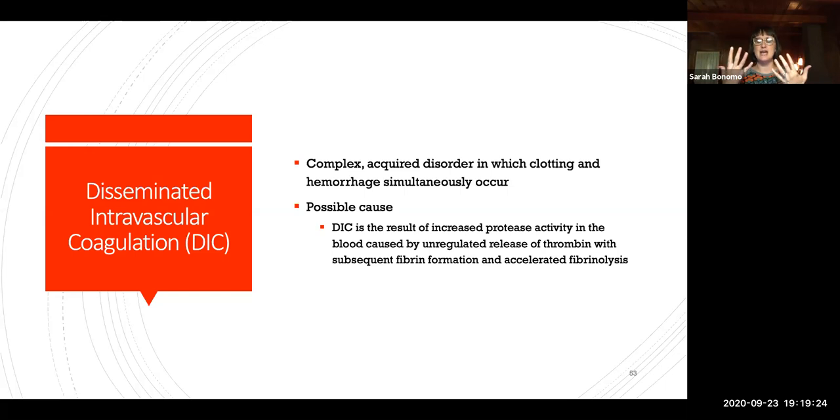And then they start to hemorrhage at the same time. So they're clotting all over the place. There's clots everywhere, but they're still bleeding out because they can't synthesize clotting factors. They've used them all up, so they can't make any more fast enough. I put possible cause here. It's still a little bit unknown as to why that happens, but there's increased protease activity in the blood. We get unregulated release of thrombin with fibrin formation, and you get all kinds of fibrinolysis, because once you start to form a clot, the body starts to break it down, and it's just this big snowball effect.